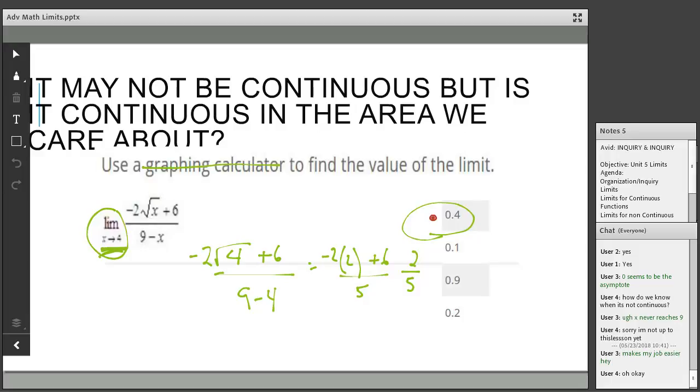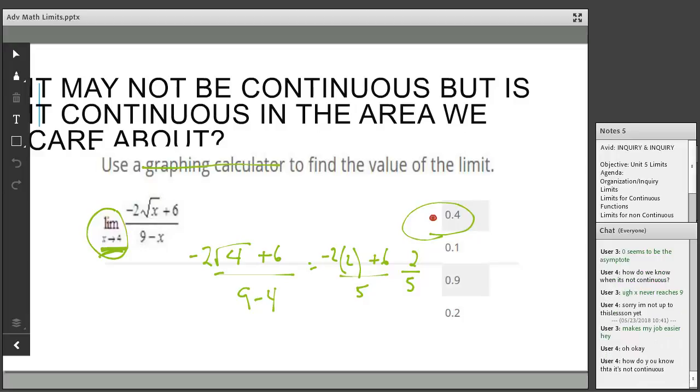So when you end up with a function, you look at it. Is it continuous? If it's continuous, plug in the value. If it's not continuous, get your tips and tricks. Try to simplify it. See if you can disregard minor terms that may not be relevant. See if it's continuous in the area you're interested in.